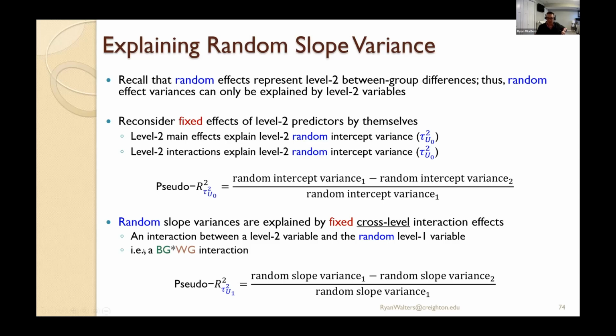We can calculate pseudo R square exactly the same way as we've done for the residual variance and the random intercept variance. Random slope variance before including the cross-level interaction, minus random slope variance after, all divided by where we started from. Conceptually identical to what we had done before.